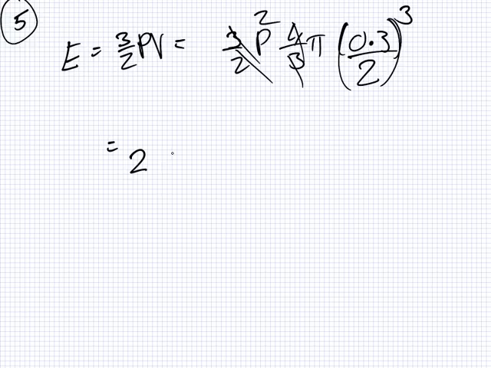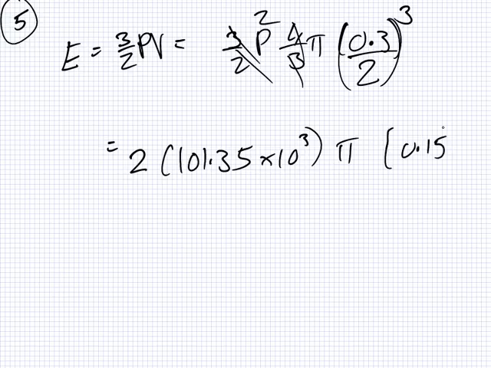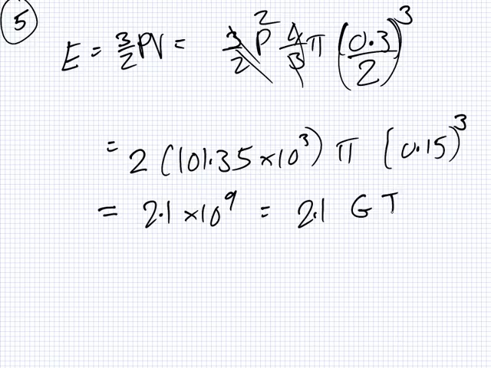So this is 3 over 2 times 101.35 times 10 to the 3 times 4 over 3 times pi times 0.15 cubed. What is that, please? 2.1 times 10 to the power of 9. Is it? That's huge, but it could be. No, that looks too big. Oh no, actually maybe. Yeah, 2.1 times 10 to the 9 joules. 2.1 gigajoules?